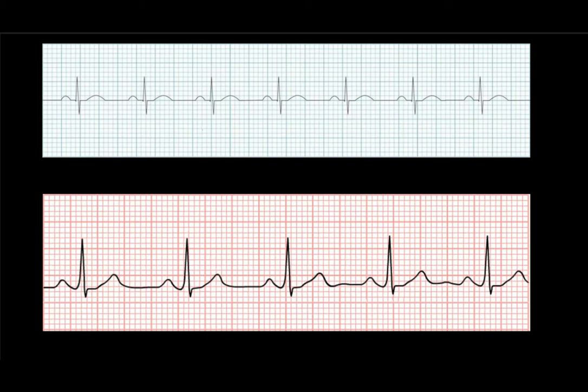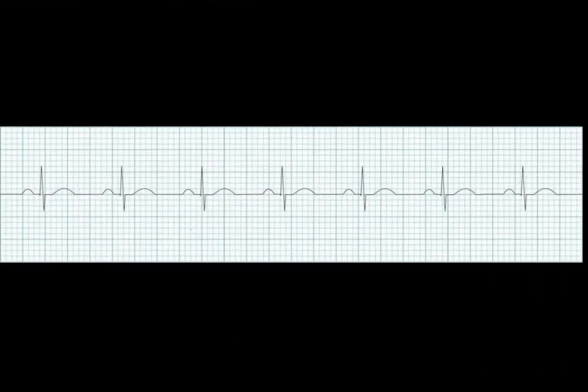So let's take a look here at our top strip, and we can see that this actually is a P wave, and this is a P wave, and this is a P wave. And as you can see, as we come down through here, these are all P waves. So P waves for the top ECG are yes. They are present.